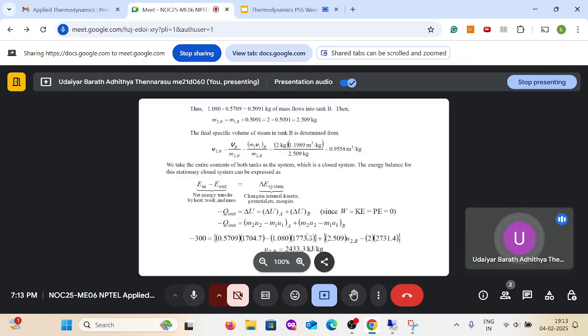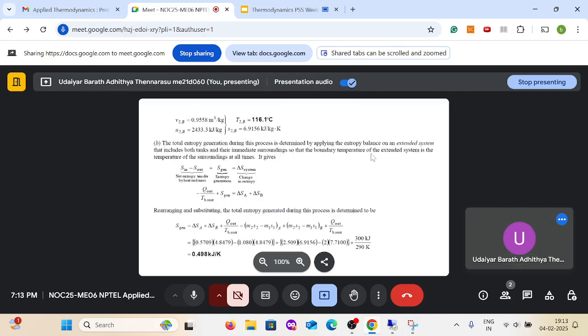We have found out the internal energy, which is 2433.3 kilojoule per kg, and the specific volume, which is 0.9558 meter cube per kg for tank B at state 2. So with these two state properties we need to find the state by doing an iteration in the steam table. State 2B comes out to be 116.1 degrees Celsius. Next, the entropy corresponding to that state is 6.9156 kilojoule per kg Kelvin.